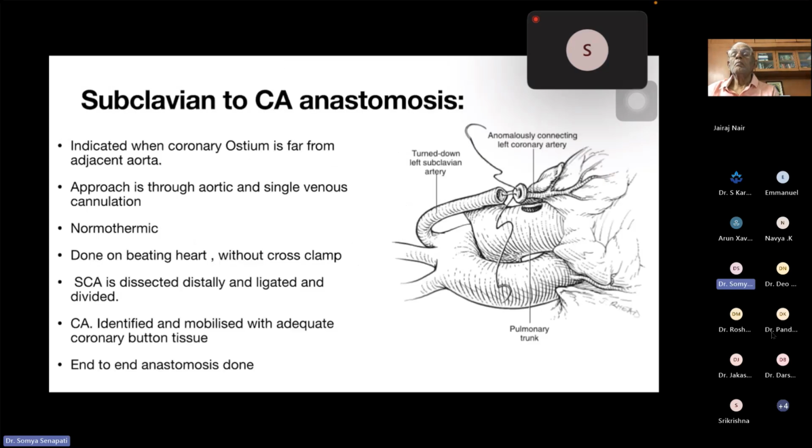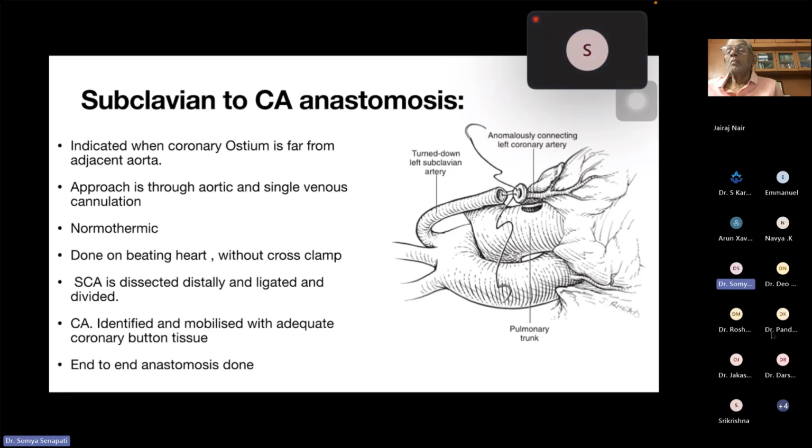Next we'll talk about the subclavian to coronary artery anastomosis. This is indicated where the coronary ostium is very far from the adjacent aorta. The approach is through aortic and single venous cannulation. We do not use cardioplegia in this case, and it is done on a beating heart without cross clamp.